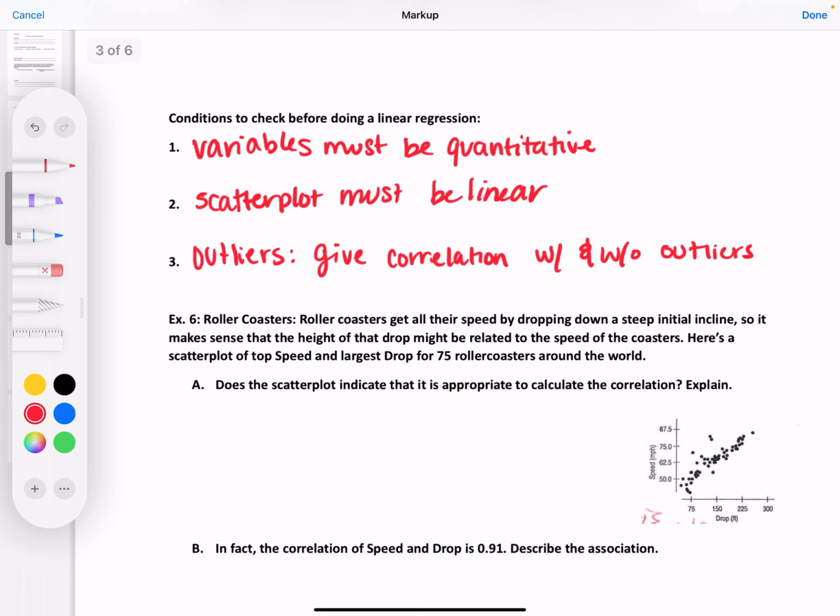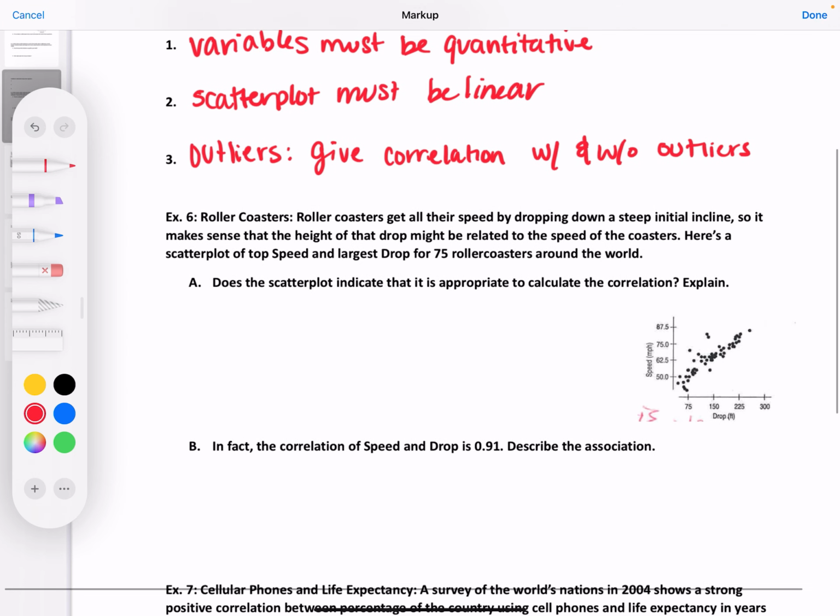All right, so roller coasters. Roller coasters get all their speed by dropping down a steep initial incline, so it makes sense that the height of that drop might be related to the speed of the coasters. Here's a scatter plot of the top speed and largest drop for 75 roller coasters around the world. Does the scatter plot indicate that it is appropriate to calculate the correlation? Explain. Yes, because it is linear and quantitative. And the outliers, maybe not. These couple of points up here possibly could be outliers. They're a little higher up there, but I don't know for sure. So yes, and I'm just going to put conditions met.